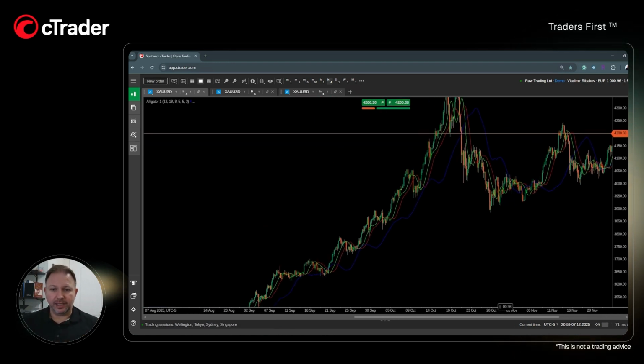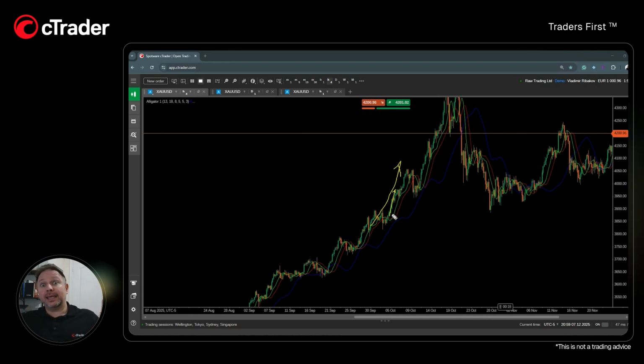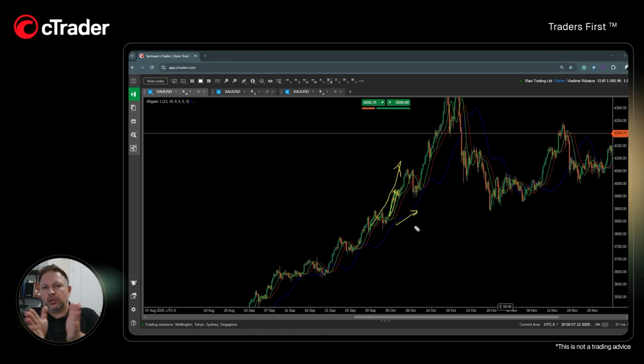The idea here is when everything is aligned, the longer one, which is the jaws, the blue line, the teeth, and the lips, which is the green one, that's a beautiful momentum. We can see how they spread. The green one gets the strongest momentum, and then you can see how the angle opens up between them, the longer one and the shorter one. These are the healthiest market conditions, and that's what you would want to trade.